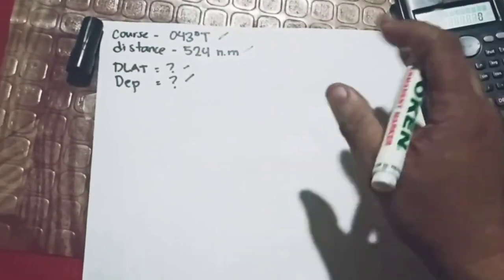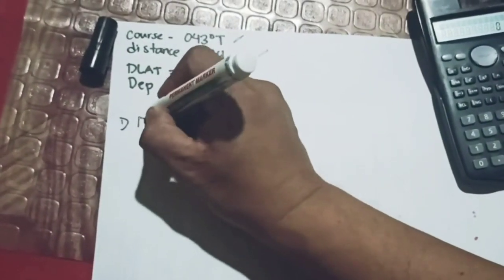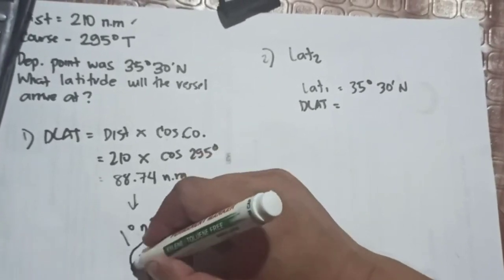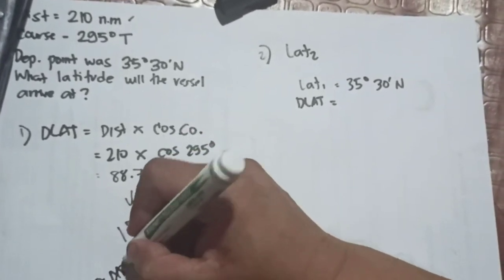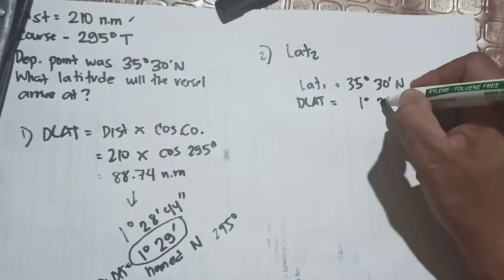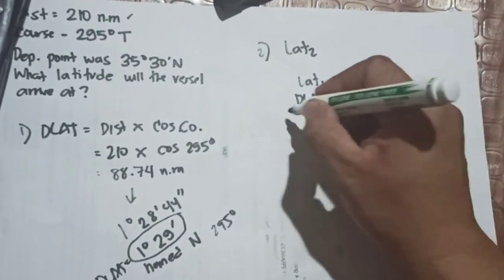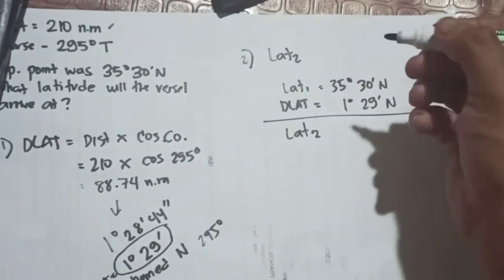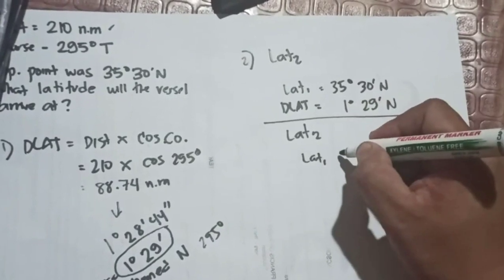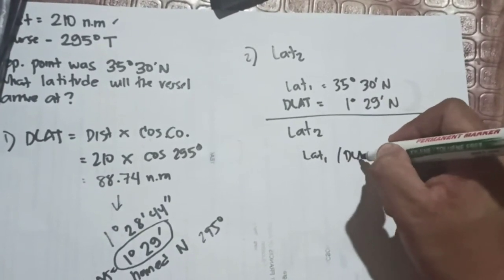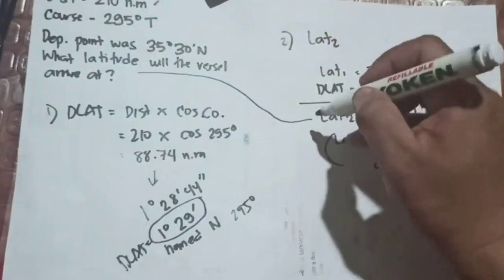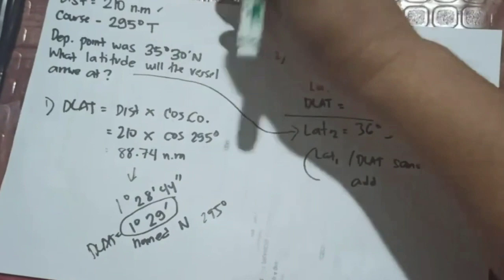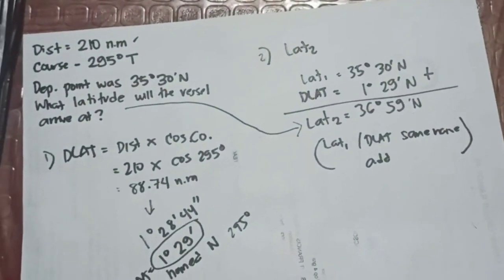Another problem to solve. Given distance 210 nautical miles, course 295 degrees true. The departure point was 35 degrees 30 minutes north. At what latitude does the vessel arrive? Solution. Delat equals distance times cosine course. 210 times cosine 295 degrees equals 88.74 nautical miles divided by 60 minutes equals 1 degree 28 minutes 44 seconds, or 1 degree 29 minutes.